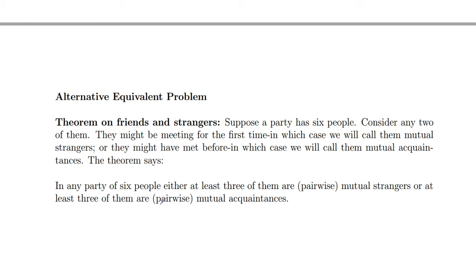Let's say that you have this party with 6 people, and consider any 2 of them at this party. They might be meeting for the first time, in which case you'll call them mutual strangers. They didn't know each other before this party. Or they might have met before, in which case you'll call them mutual acquaintances. So the theorem says this: at any party of 6 people, either at least 3 of them at the party are pairwise mutual strangers, or at least 3 of them are pairwise mutual acquaintances with each other.